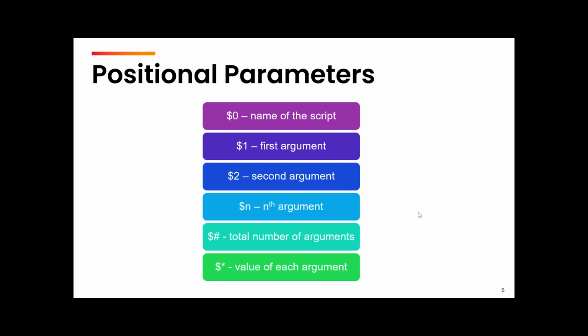$# will store the total number of arguments that you have passed, 5, 10, 50, and $* will save the value of each of those arguments. So this might not make much sense as of now, but let me show you with an example and then all this will be clear.